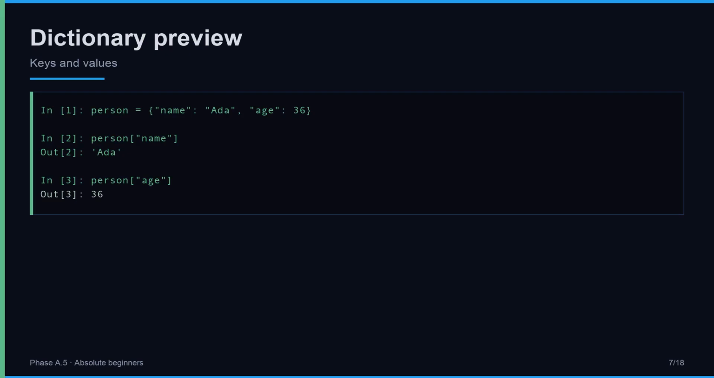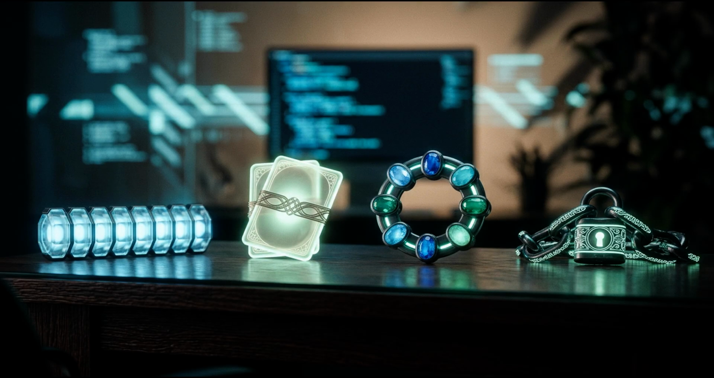Here is a dictionary. Person equals a collection of key value pairs. The key name points to the value Ada. The key age points to the value 36. You look up a value by its key. Person square brackets name gives Ada. No counting from 0. You ask by name. Dictionaries are how you represent structured data, a person, a product, a configuration. Look up by name. 4 collection types, each with a job. You do not need all 4 today. You meet them one at a time.